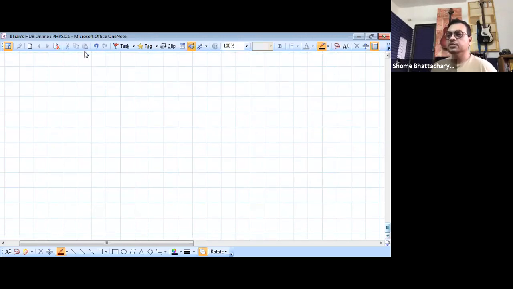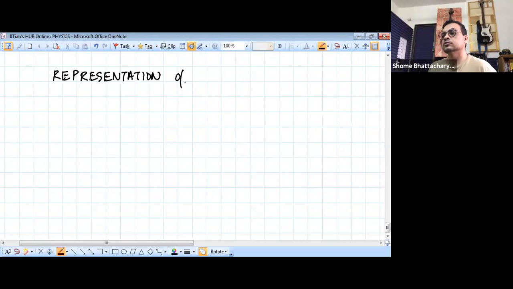So now we are coming to a very important aspect, representation. Earlier we were seeing notation, that is what symbol we use. Now we are seeing representation. How do we represent a vector? So there are two different methods of representation that we'll be studying.